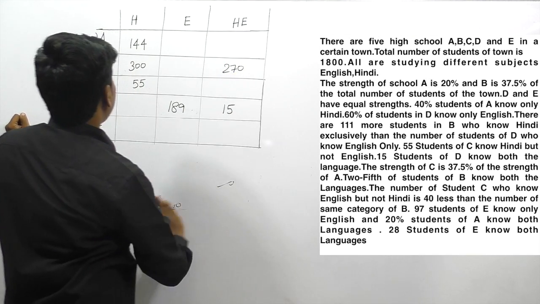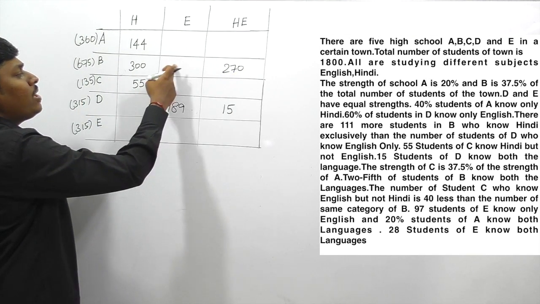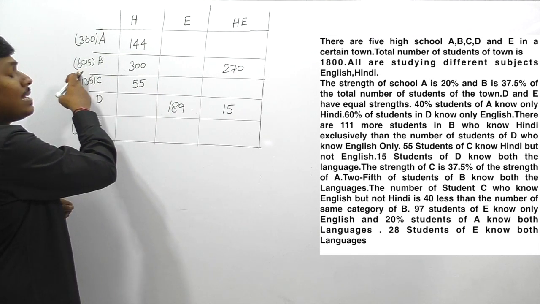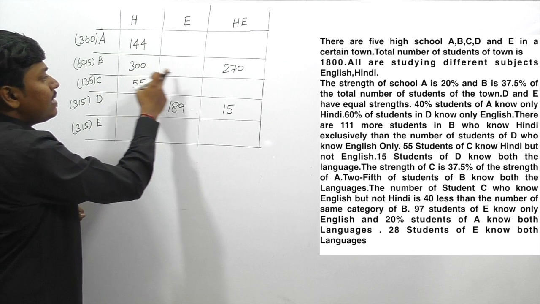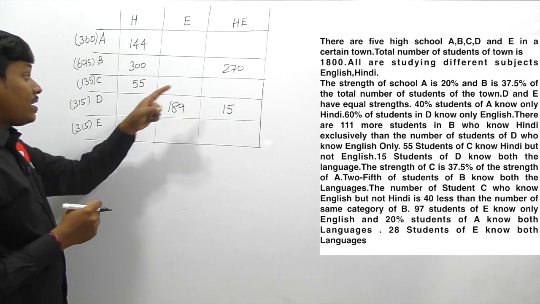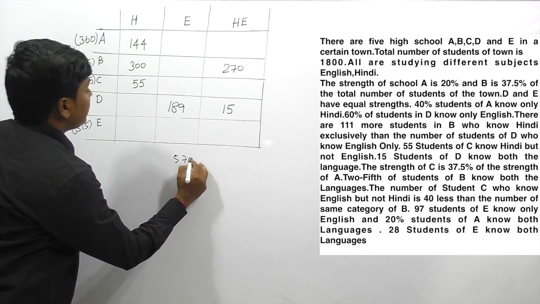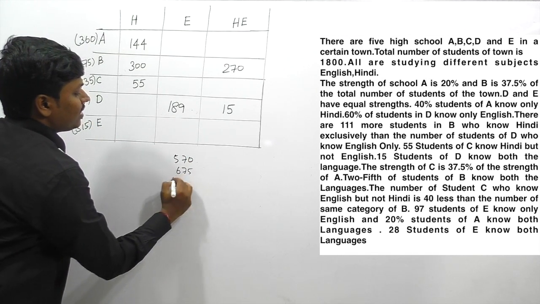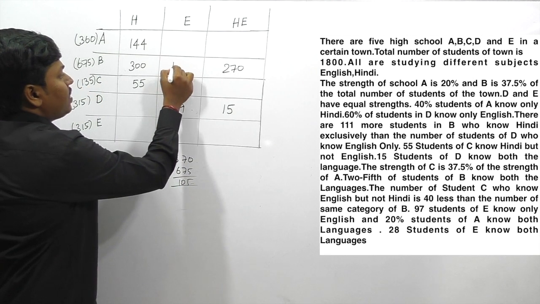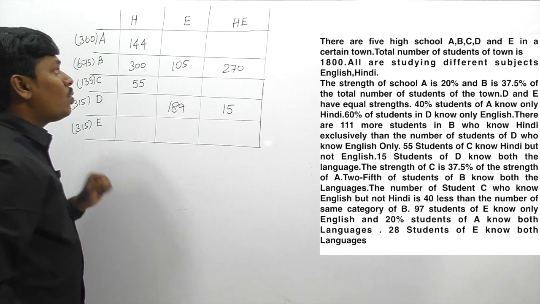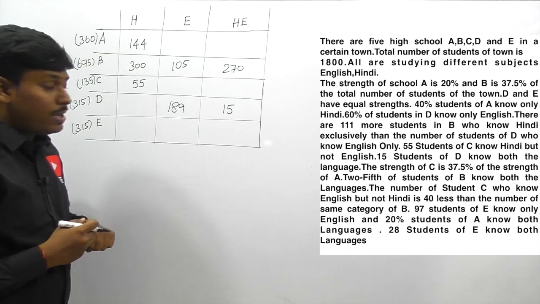Okay, I think the remaining we can easily calculate, how many students are studying only English. Why? Because we know that the total is 675, and here it is 300 and here it is 270. So 300 plus 270 will be 570. So friends, 570 and here it is 675. So this can be written as 105, friends. So I can say that 105 students are studying only English, that is from town B.